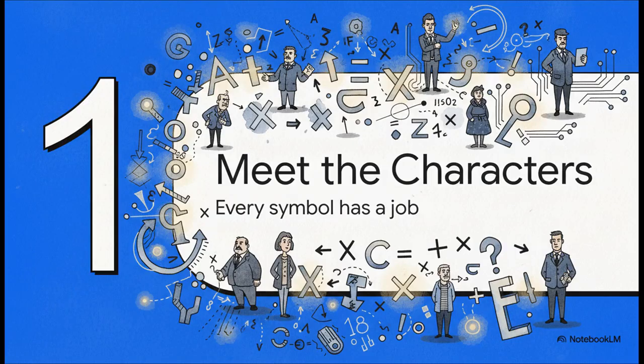So how do you tackle something like this? Well, the first step to understanding any complex story is to meet the main characters. And that's exactly what we're going to do. We're going to deconstruct this formula, break it down into its core pieces. We'll meet each symbol one by one and figure out exactly what its job is in this whole shebang.